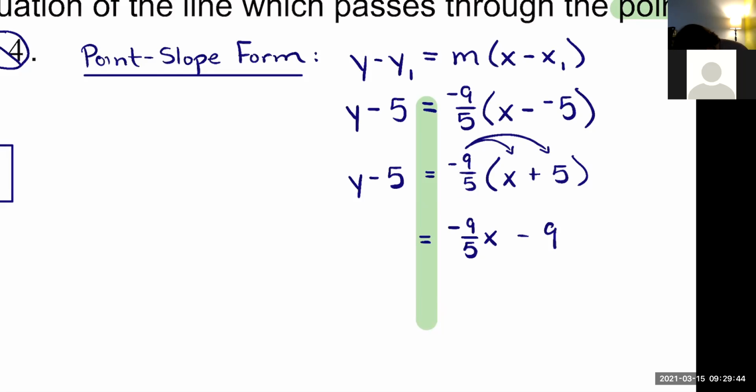Bring down my equals, bring down my y minus 5. It's looking a little bit better, except for one issue. We have the y minus 5, whereas in slope-intercept form, y is typically where? Or what's special about it?